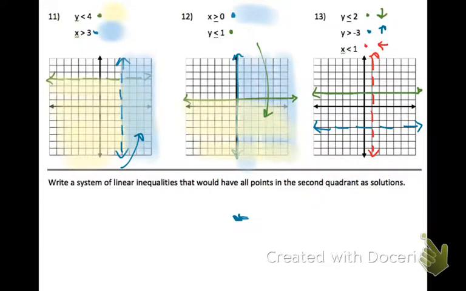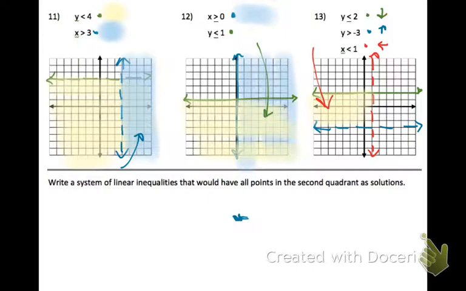Now we'll put all of this together. So with my green line, I need to shade below. With my blue, I need to shade above, and red, I need to shade to the left. So right there is the area that will be my solution area.